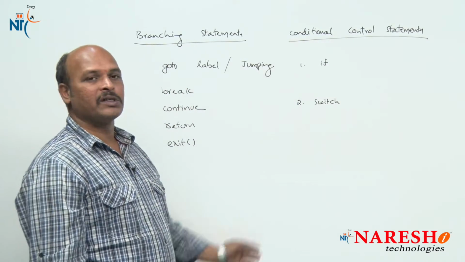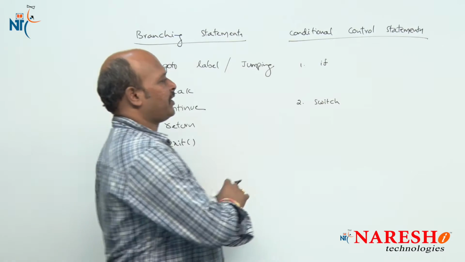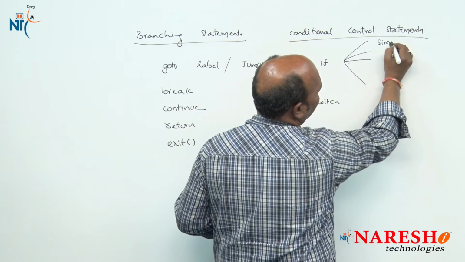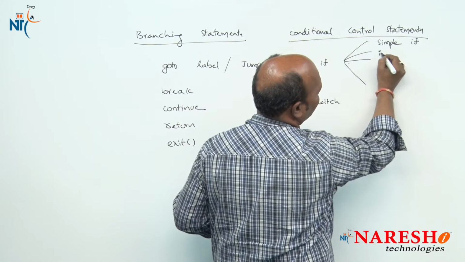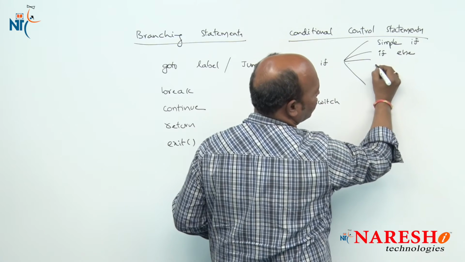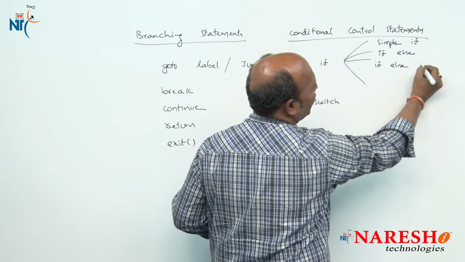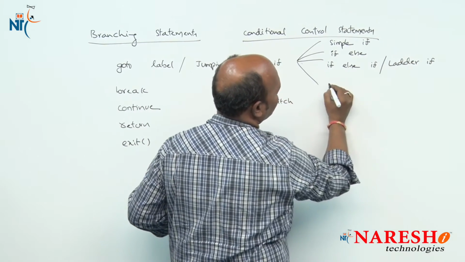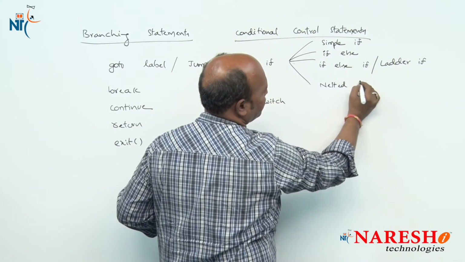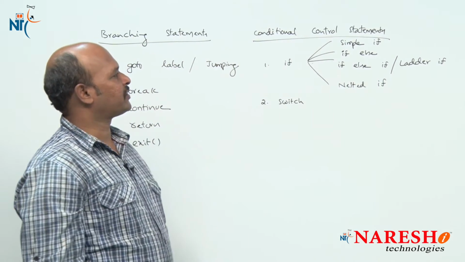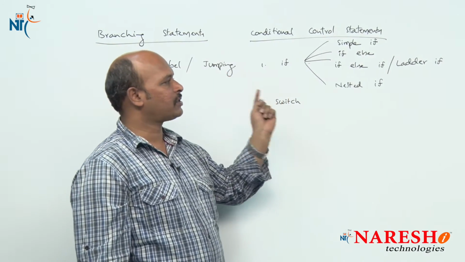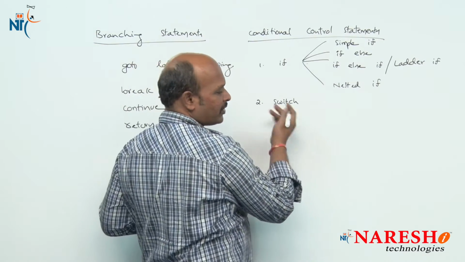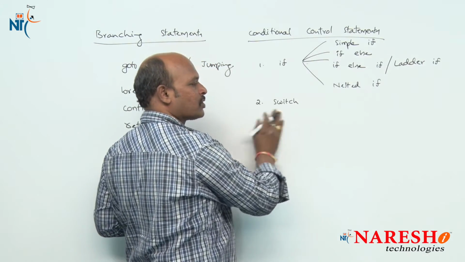One is if, second one is switch. Under the if condition we are using four types. One is simple if, second one is if else, third one is if else if, which is also called ladder if, and the last one is nested if. These four are called if conditional control statements: simple if, if else, else if or ladder if, and nested if. And under switch there are no categories; we directly use the switch statement.